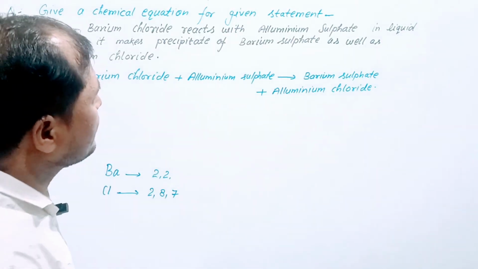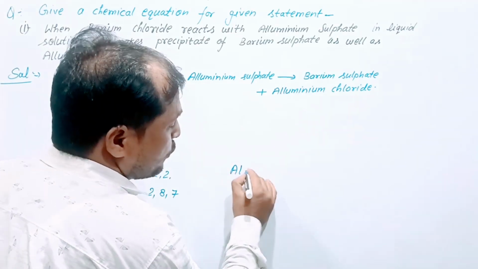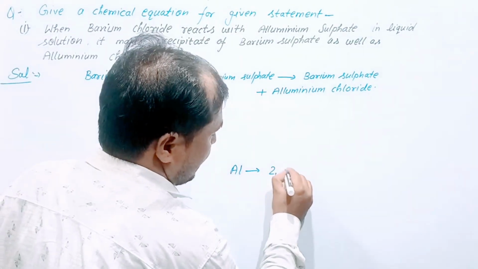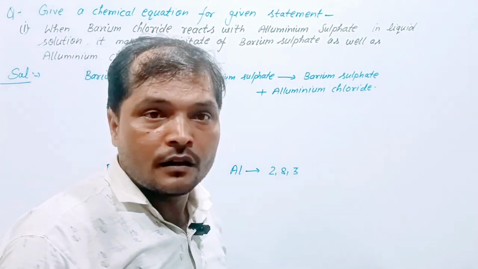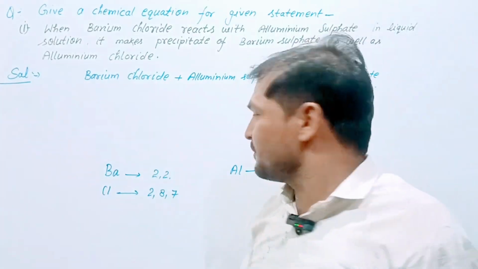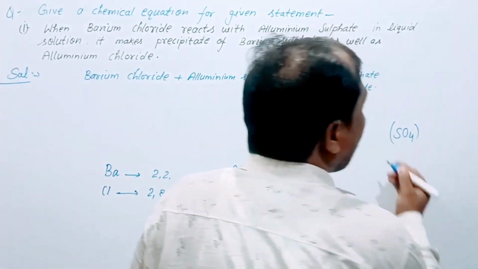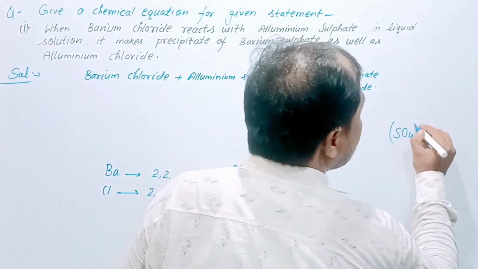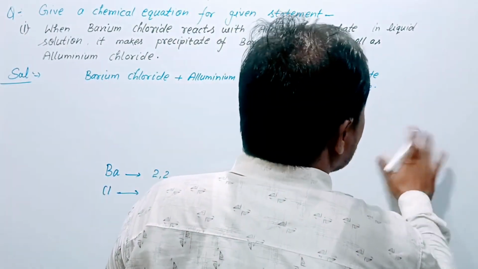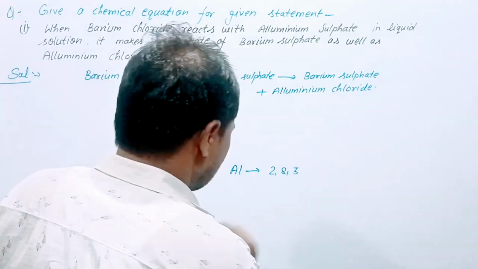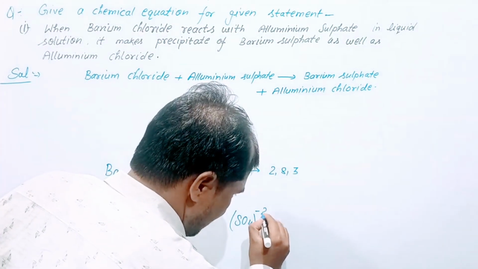Similarly, we can write the electronic configuration of aluminum. Aluminum is at number 13, so its electronic configuration is 2, 8, 3. And sulfate is also an ion, a group of atoms, SO4. It has the valency of -2. Sulfate has the valency of -2.